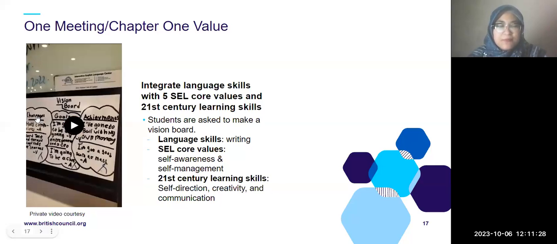We have to manage this challenge. We have to know the goals, and you have to reflect on your achievement, because is it achievable? You reflect on the achievement. And in this one, they learn how to write based on the model. The core values here are self-awareness and self-management, and the 21st century learning skills are self-direction, creativity, and communication.